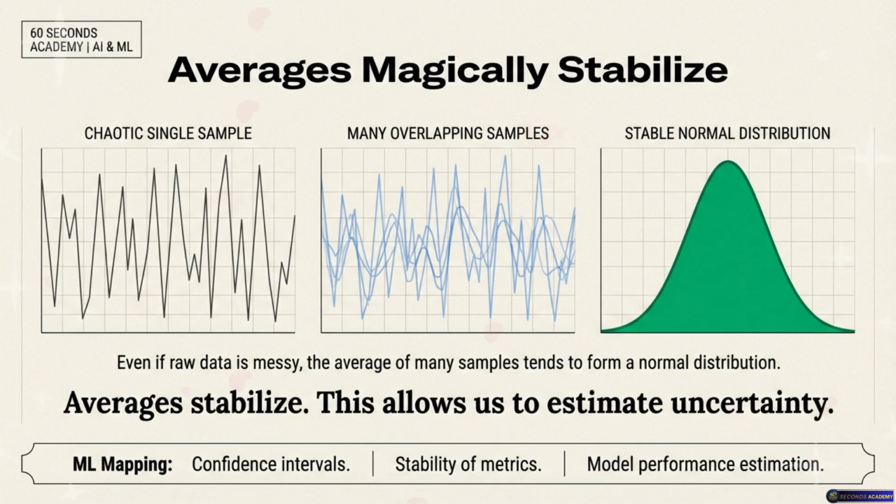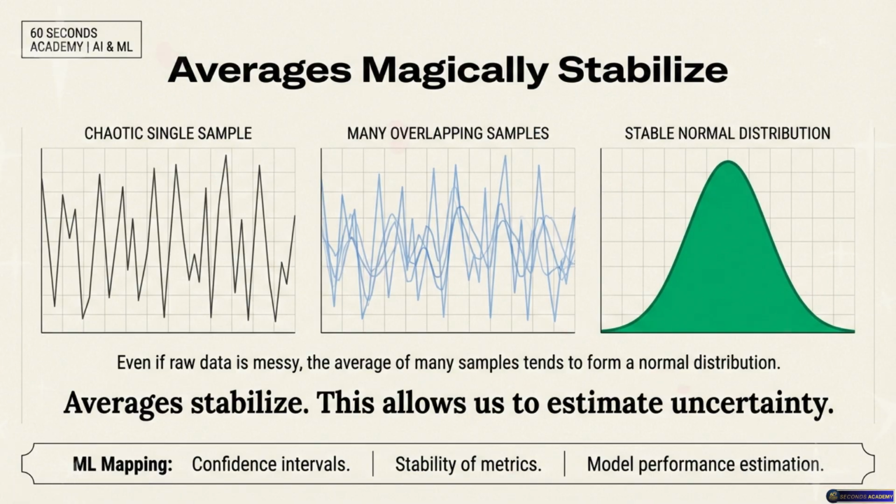Yeah. And that is where the mathematical magic reveals itself. Even if the underlying raw behavior of individual humans is completely erratic, nonlinear, and unpredictable, when you take the averages of those many samples, those averages will naturally, inevitably, and flawlessly organize themselves into a beautiful, perfectly symmetrical shape. They form a predictable bell curve. This is what statisticians call a normal distribution.